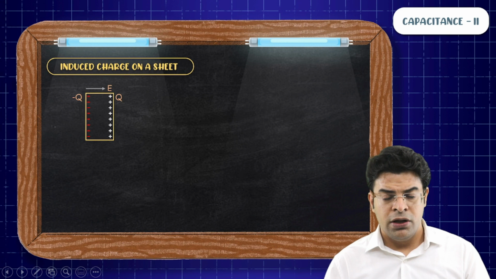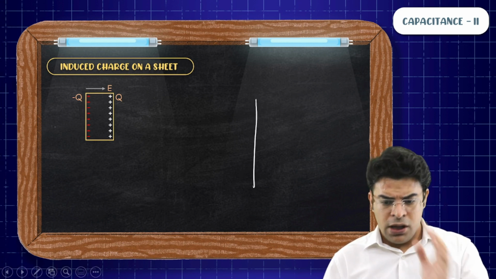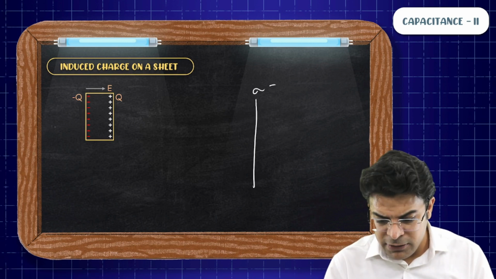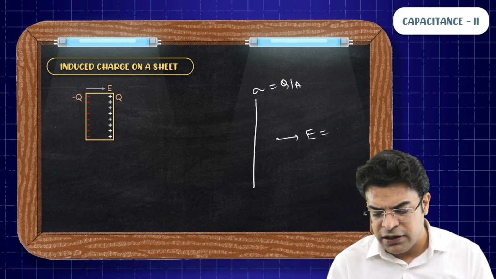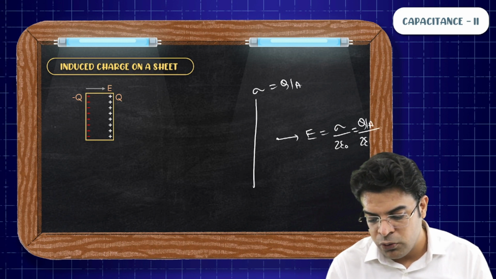How? Let's see. First, you need to focus that if you have an infinitely large plane sheet having a charge per unit area sigma, you get an electric field produced by it, and this electric field is sigma by 2 epsilon naught, that will be equal to Q by A upon 2 epsilon naught, right?